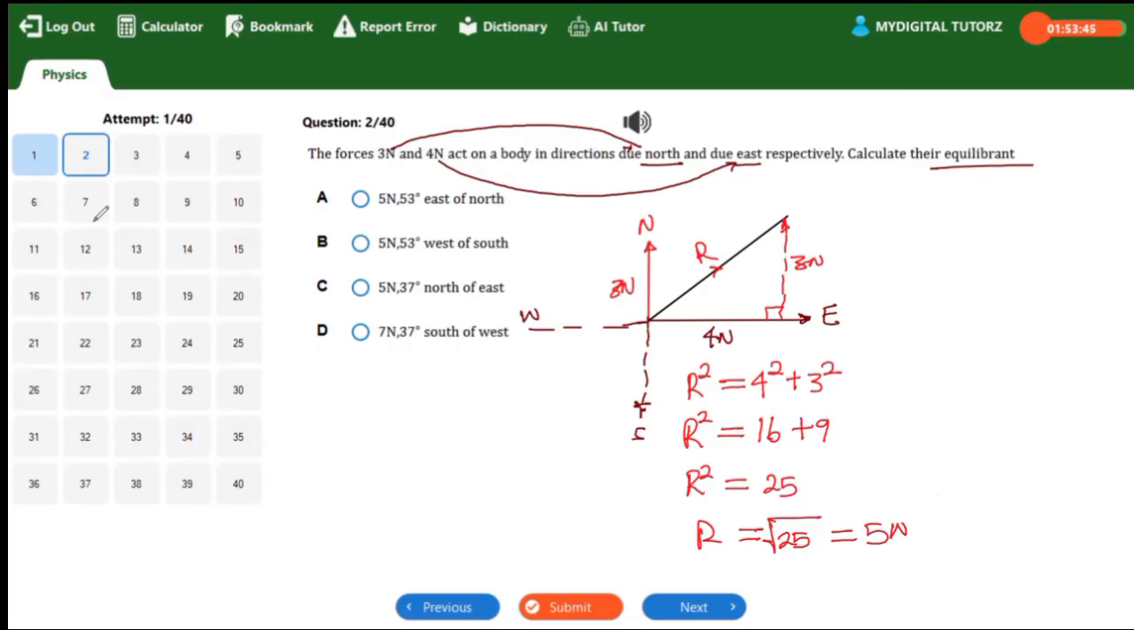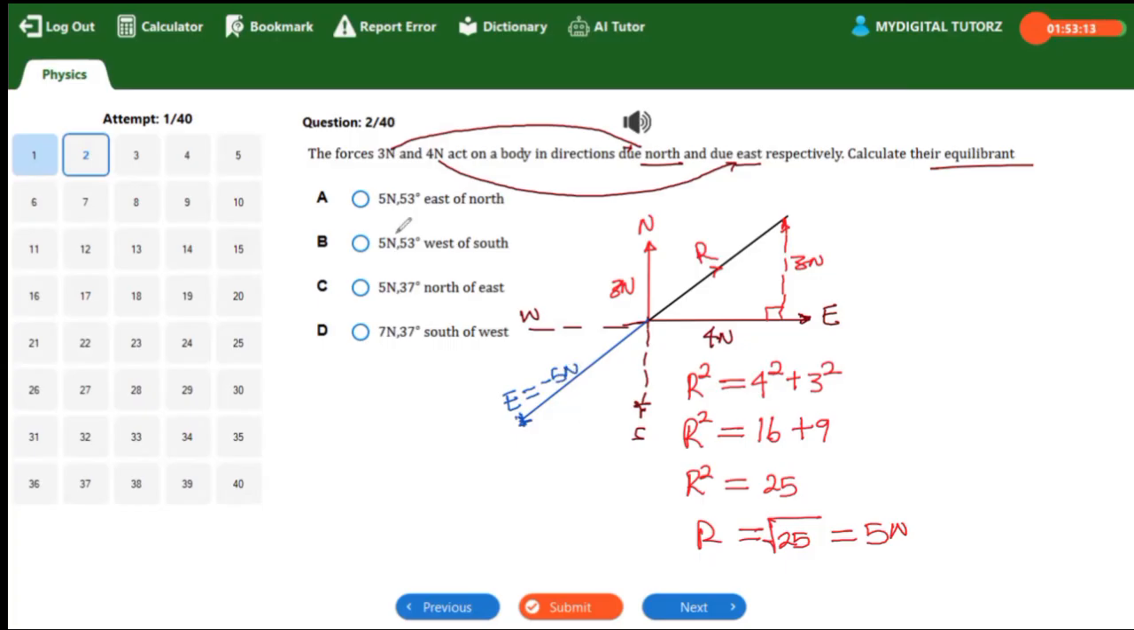So my equilibrant is in opposite direction to my resultant. Is that clear? So here is going to be my equilibrant. Remember I told you they have the same magnitude but different direction. So here my equilibrant E is equal to negative 5 Newton. I hope this is understood.